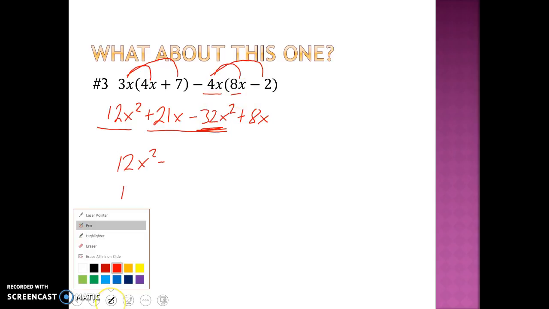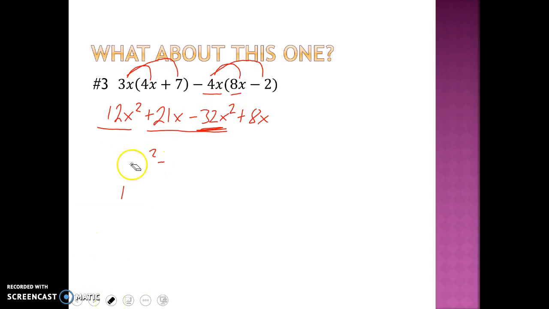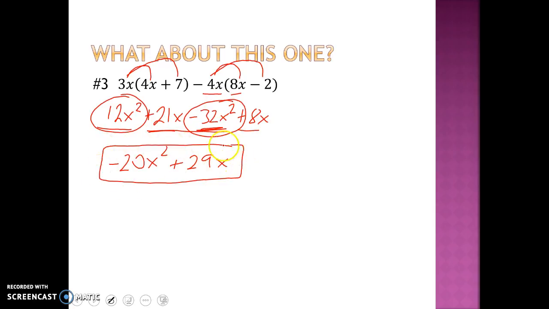So I'm going to need to go back even more because that means I have 2x squareds. I'm going to have 12x squared minus 32x squared. That's a negative 20x squareds. That's combining these two x squareds. And then a 21 plus an 8, well, that's a 29x. And so my final answer here for number 3 should be negative 20x squared plus 29x.